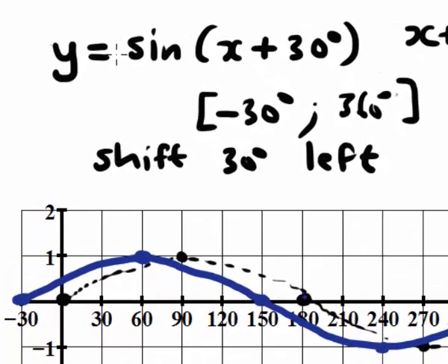The amplitude is definitely going to be 1. The period is still 360. You're just simply shifting the sine curve to the left, 30 degrees to the left.